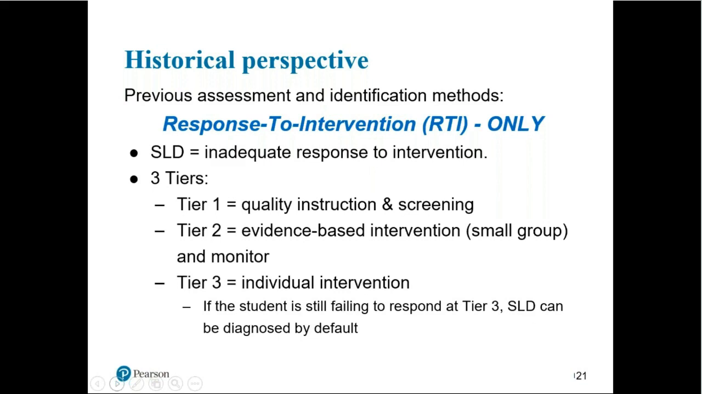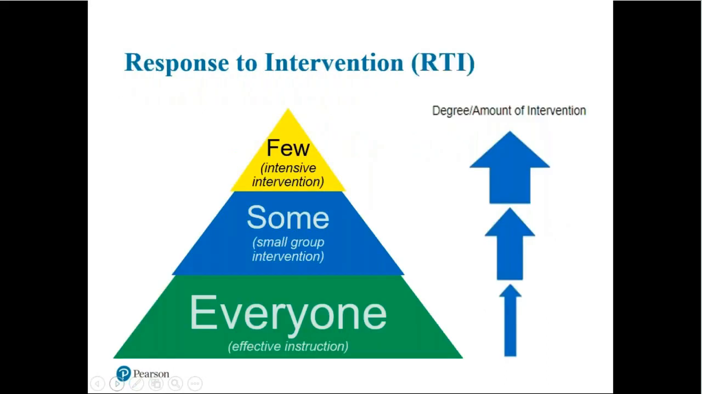And our 3rd tier is our individual intervention. And of course, if the student is still failing to respond at this tier, SLD can be diagnosed by default. So it is actually a default diagnosis. And so it looks like this. As the amount of intervention and instruction increases, you'll see that fewer and fewer students fall into each of those different categories. And so at that very top pyramid there, where very few children are getting this intensive intervention, if children don't respond to it, then their default diagnosis is SLD.